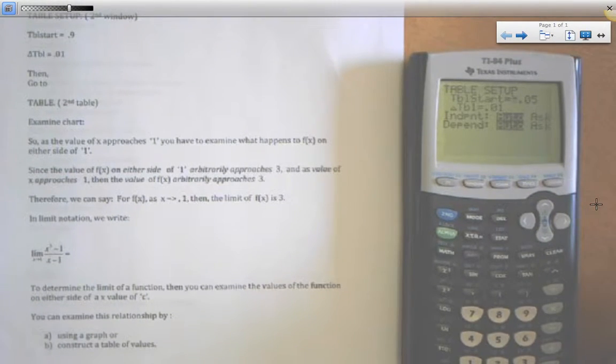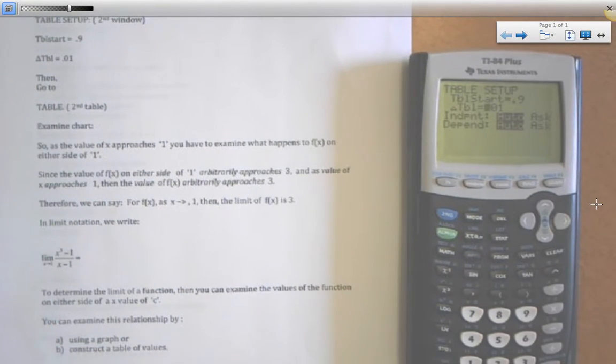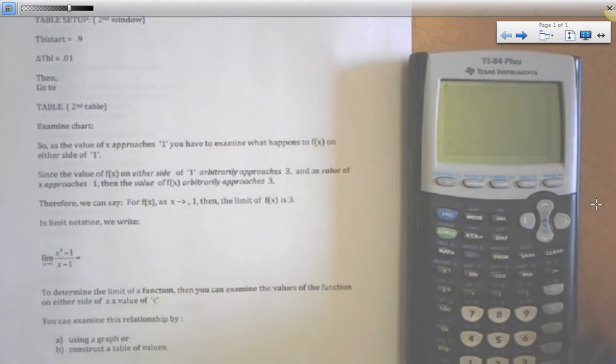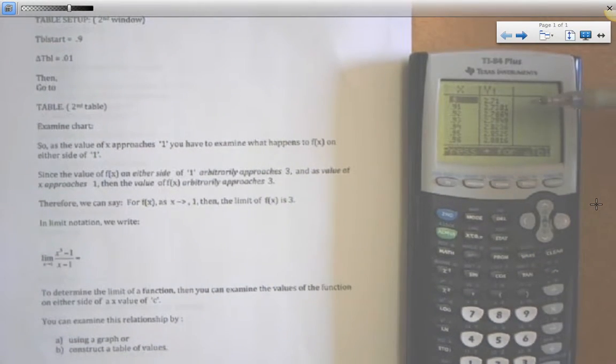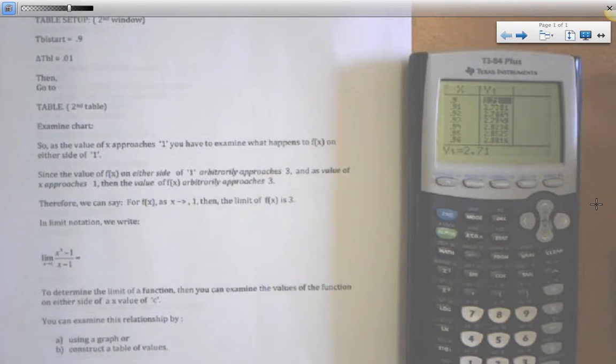We're looking at what happens on either side of 1, so let's start at 0.9. And let's increment the table by 0.01. That's a really small increment. We can take our time working our way up to 1. Okay, then I'm going to quit the screen, and I'm going to go second table. For this function that I have highlighted, it is incrementing the x values by 0.01, which we already told it to do, but we're not really concerned about that. We want to see what the y values are doing.